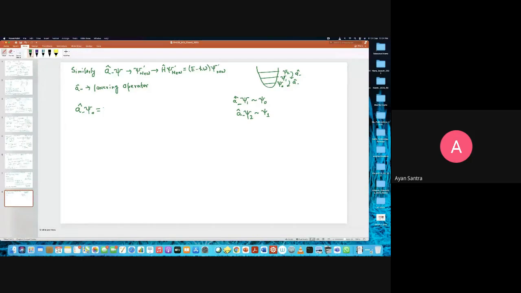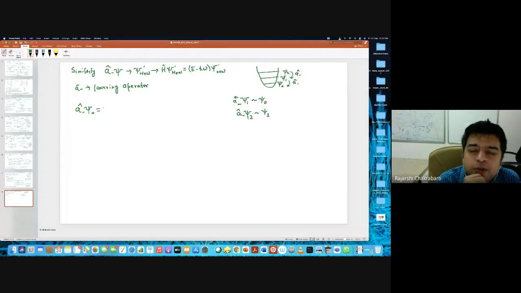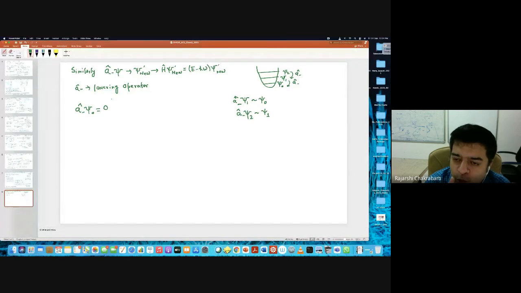I think it should not operate. Psi 0 is the lowest, the ground state, no? The lowest possible state. So actually the answer is 0, because it cannot lower further. There is nowhere to go. So A minus operates on psi 0, gives you 0, and this relation is very useful. Let us check. What is the expression for A minus?